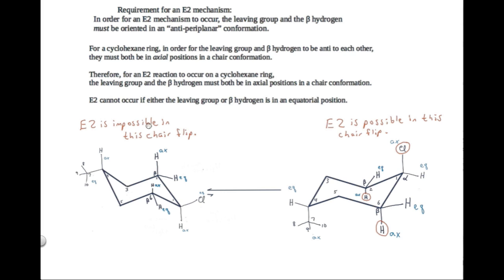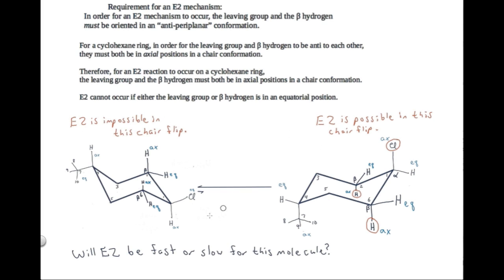So we've decided that E2 is impossible in this chair flip because the leaving group is in the equatorial position. E2 is possible in this chair flip because the leaving group is in an axial position, and there are also beta hydrogens that are in the axial position. So do you think that E2 would be fast or slow for this molecule? Remember that both of these pictures are of the same molecule. These are different conformations of the same molecule. Will E2 be fast or slow for this molecule? Pause the video and come up with an answer.